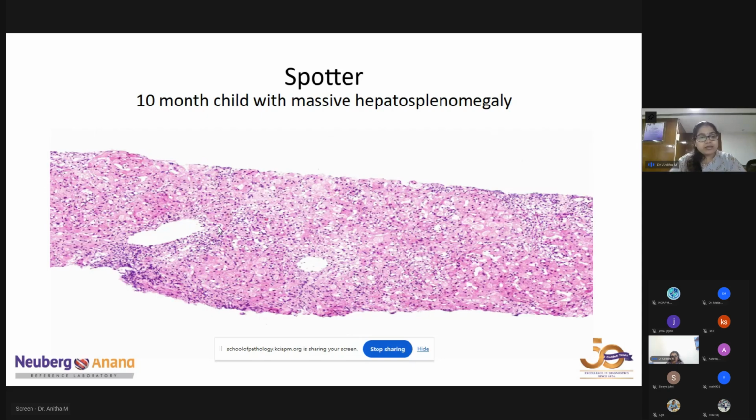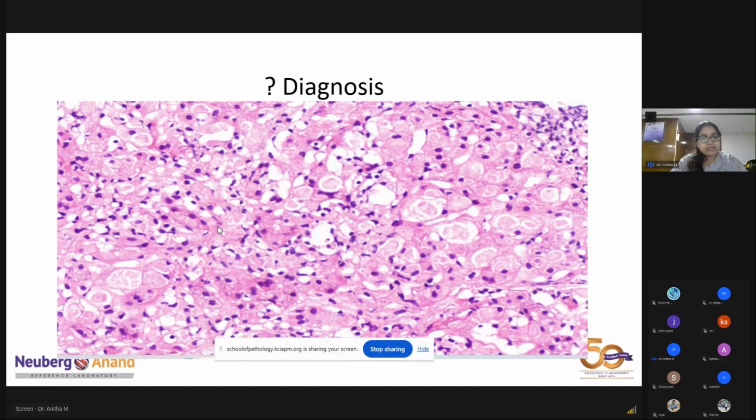Coming to the spotter, 10 years, 10 months child with a massive hepatosplenomegaly. This is a liver core biopsy. Can you identify these cells? Yes, Shruti, Gaucher cells. Thank you.